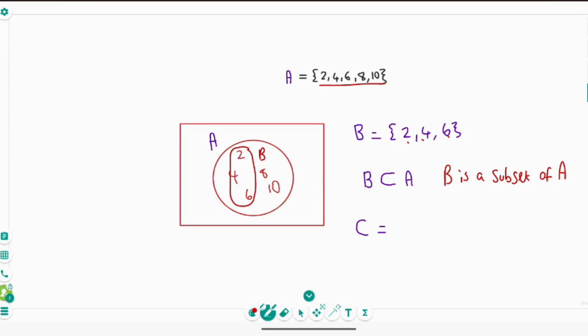Okay, I'm just going to introduce C, which let's say is 1, 3, 4, and 7. So we could say C is not a subset of A, because not all of the elements of C are in A.